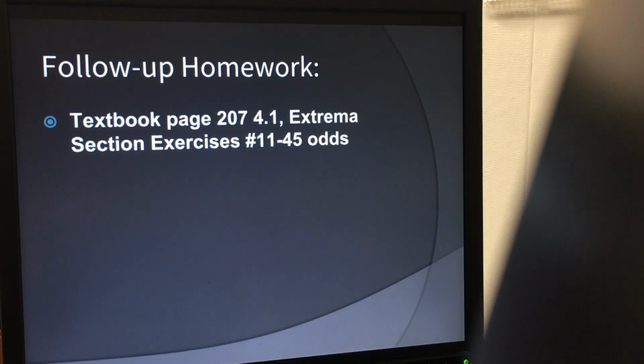So we will be working on these problems in class tomorrow, but if you'd like to get a head start, you can complete some of them.